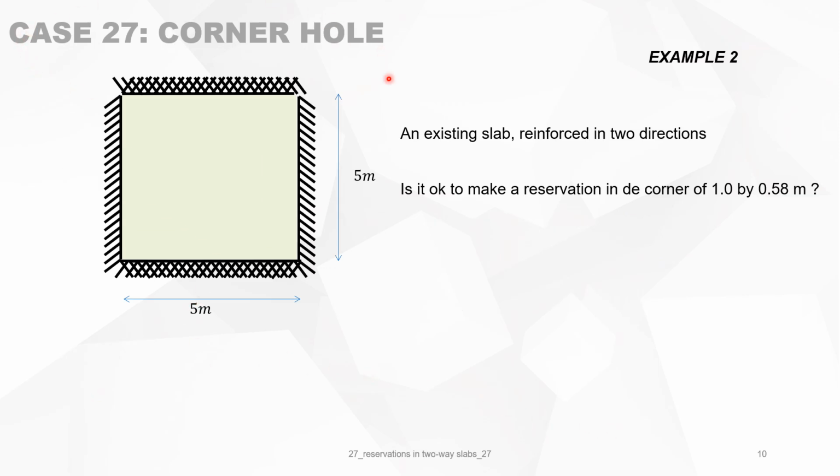Then we can have another example where there is an existing slab. We do not know what reinforcement is in there, nor the concrete quality, nor the original load of the slab. So this slab, you know, is reinforced in 2 directions, and we wonder if it's okay if we make a reservation in the corner of 1 by 0.6 meters.